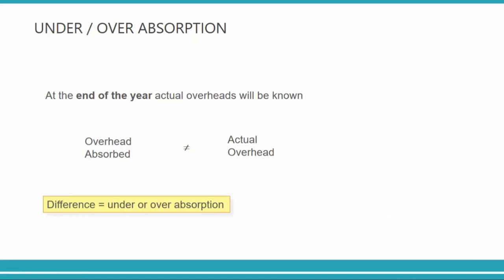But let's suppose that instead of making 1,000 tables, I made 1,200 tables. Then 1,200 tables multiplied by $5 makes 6,000. So my absorbed overheads are 6,000, and let's suppose my actual overheads were only 5,500. So I took 6,000 from my client, but I spent only 5,500. It means I collected more because I absorbed more, and that is called over absorption. So over absorption is a scenario where absorbed overheads are greater than your actual overheads.